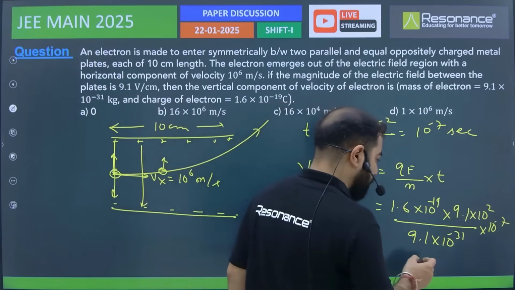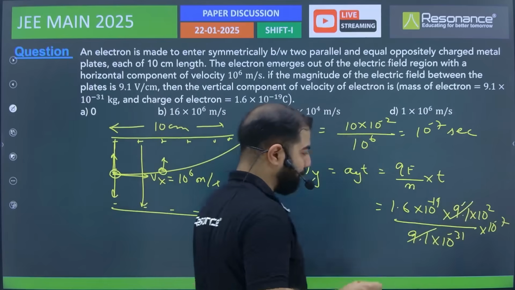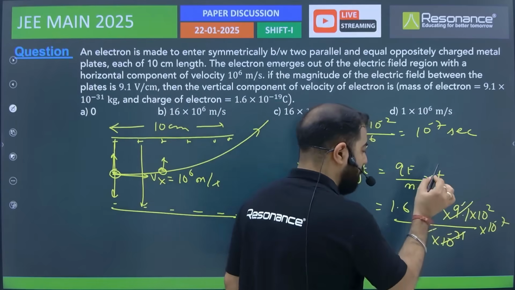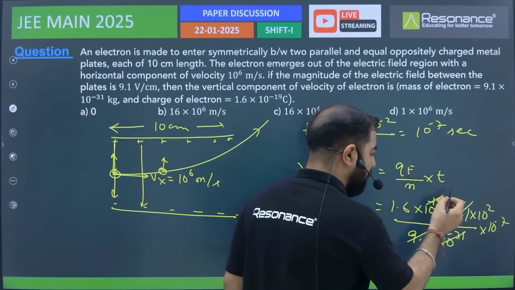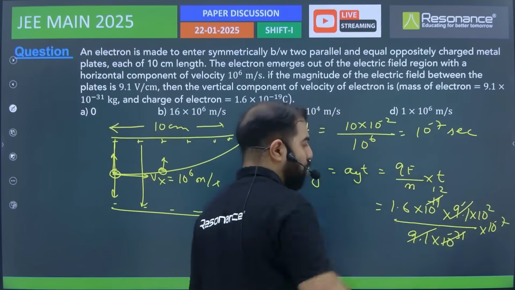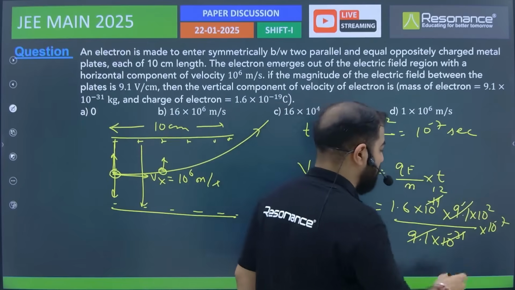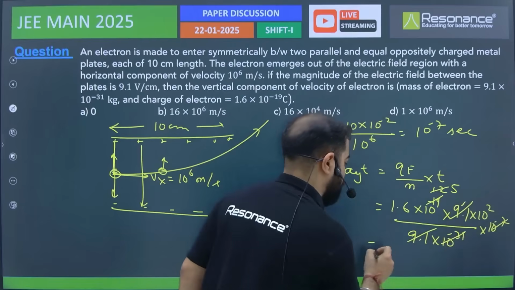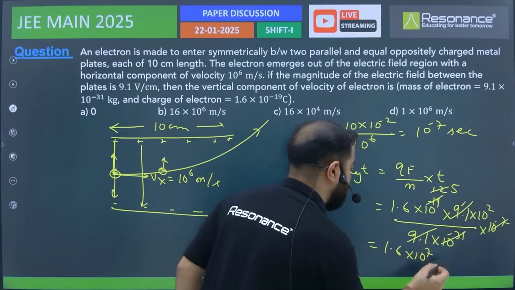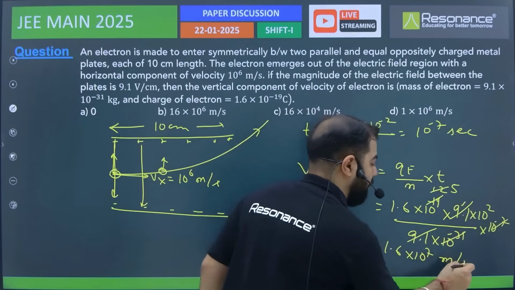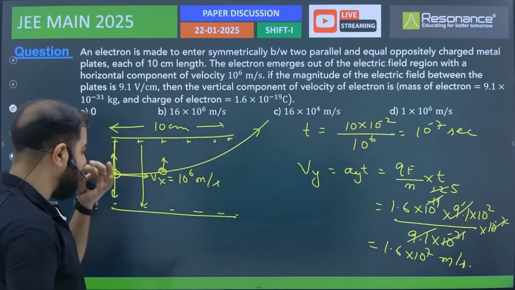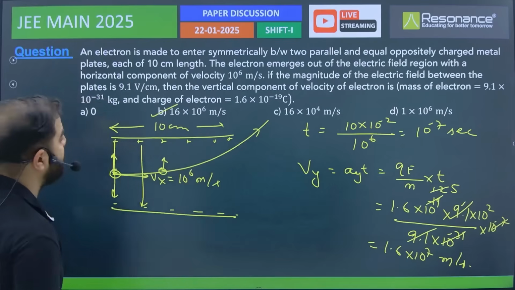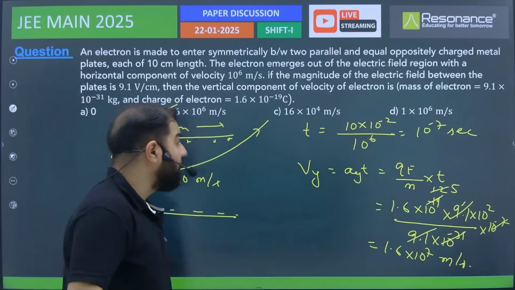So 9.1, 9.1 cancel. 10 to the power minus 31 minus 19 will turn out to be plus 12 because it goes to the numerator. So minus 7 and 12, that's 5. So 1.6 into 10 to the power 7 meter per second, which can also be written as 16 into 10 to the power 6. Okay, fine. Let's go for the next question.